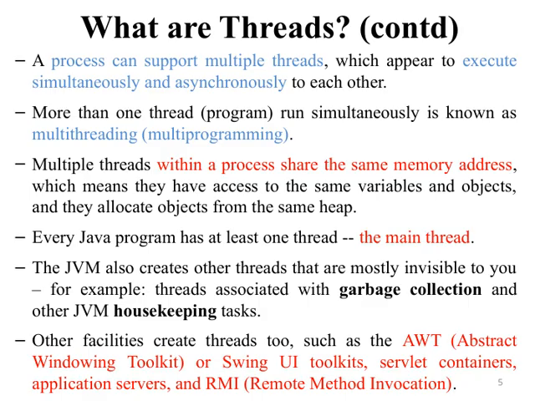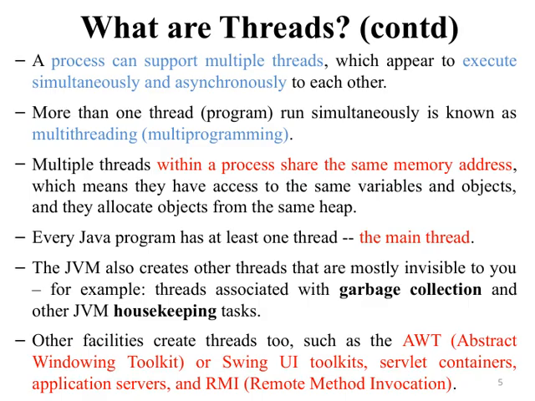Another key point is that multiple threads within a process share the same memory space. They can access the same variables and objects, which makes communication between threads more efficient. They also allocate objects from the same heap, meaning they work within the same memory resources. This shared environment is what makes multi-threading both flexible and a bit complex to manage.